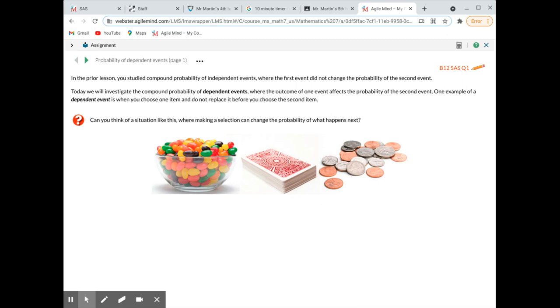So, can you think of a situation like this where making a selection can change the probability of what happens next? This is actually question 1 in your workbook. So, how can making a selection change the probability of what happens next? I'll give you an example.